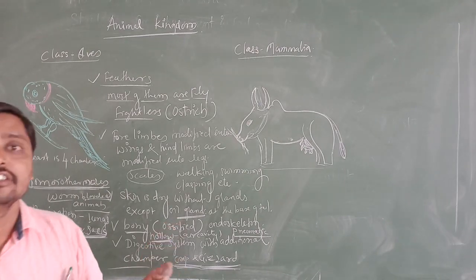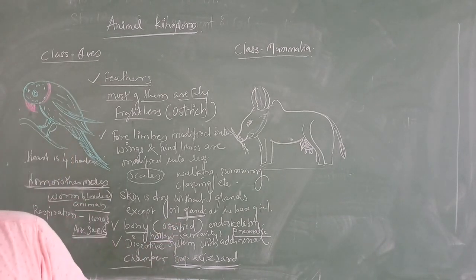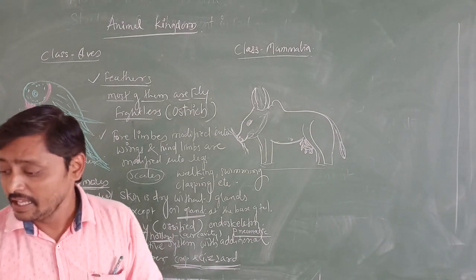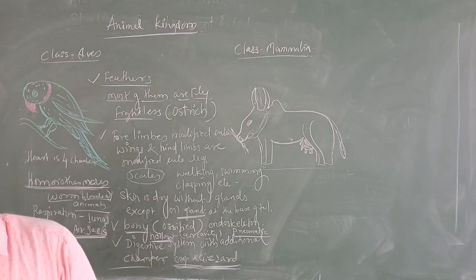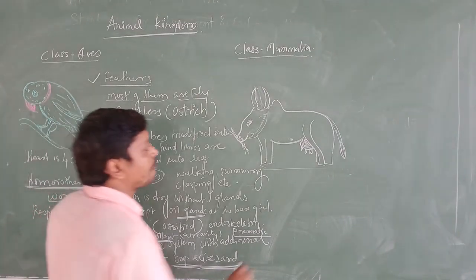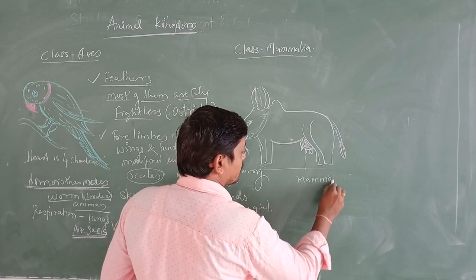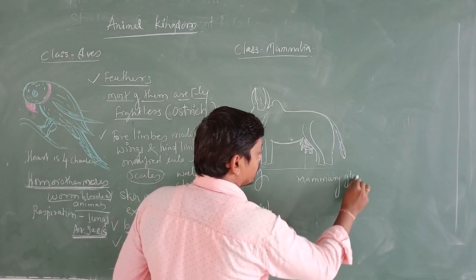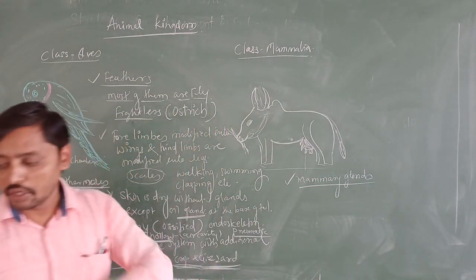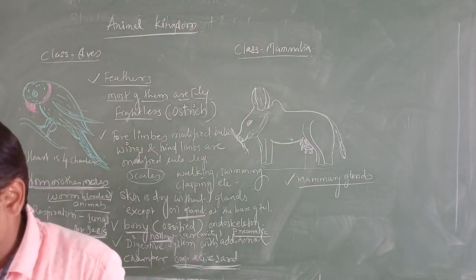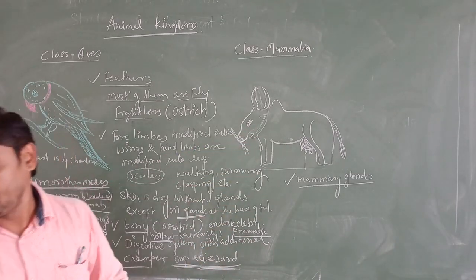I told you, few mammals can fly. For example, bat. Bat is a mammal. It is a flying mammal. Understood? The most unique mammalian character is the presence of mammary glands. One of the most important characters of mammals is the presence of mammary glands, and these are going to produce the milk.